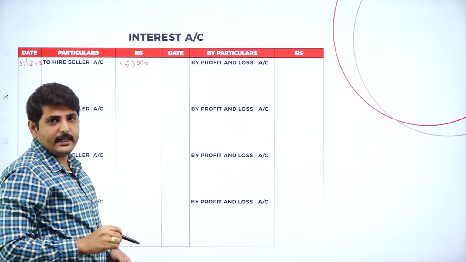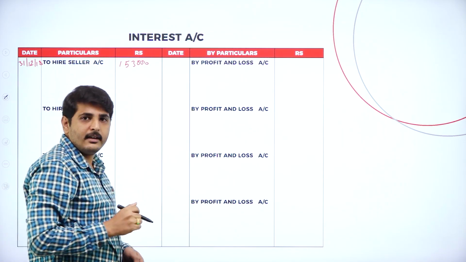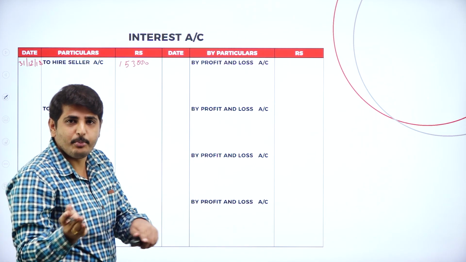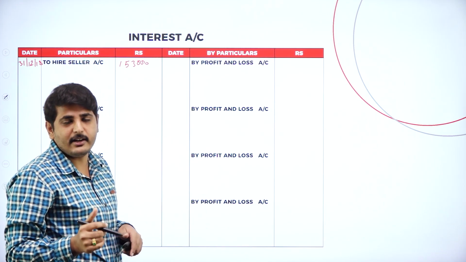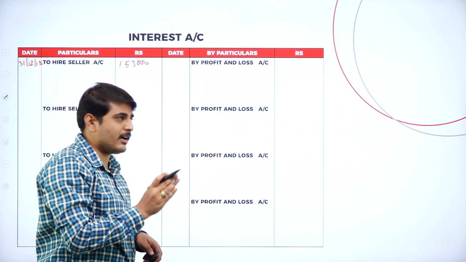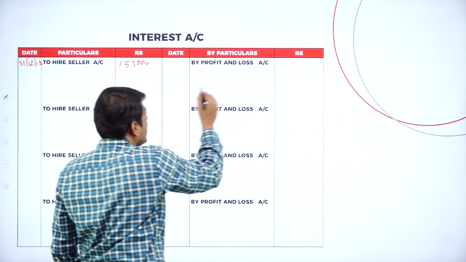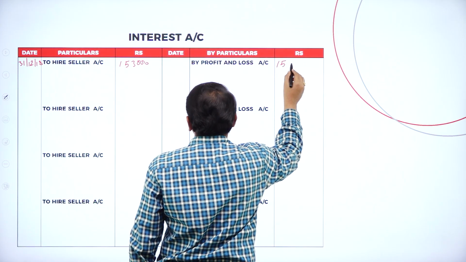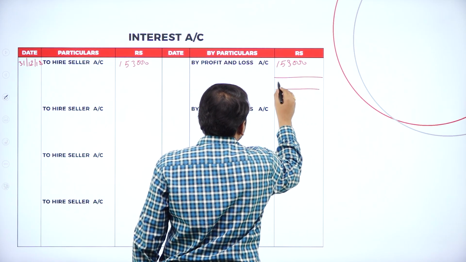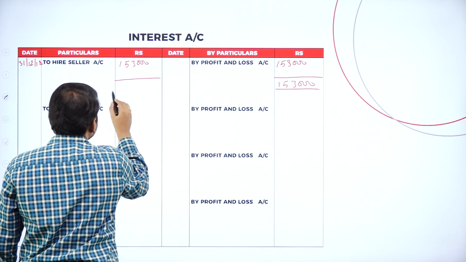Now, after that, interest will appear after the third entry only while transferring the interest to profit and loss account. What is the journal entry? By profit and loss account to interest account. Same amount I am going to write. This is very easy. Just write the amount, and the amount will get tallied. 1,53,000.